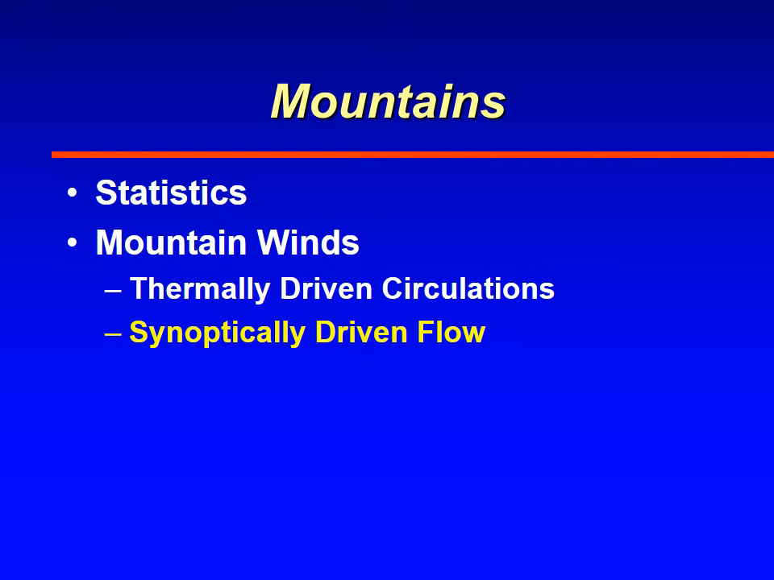Hi, and we're going to continue our discussion about winds that develop in the mountains. The first ones we looked at were thermally driven circulations. In other words, the heating and cooling of the mountains resulted in air that flows up and down the mountains and also up and down the valleys.